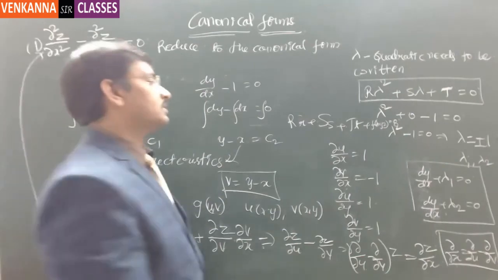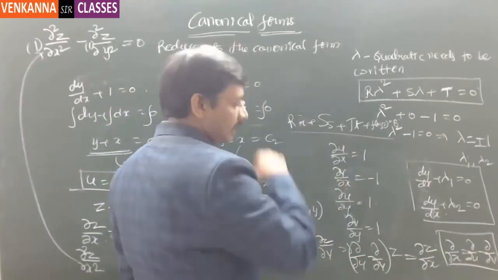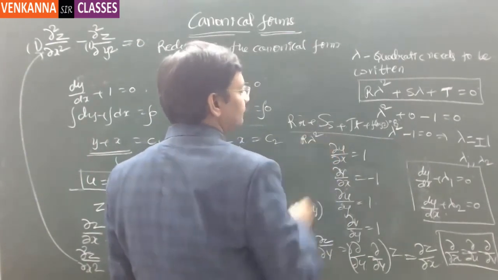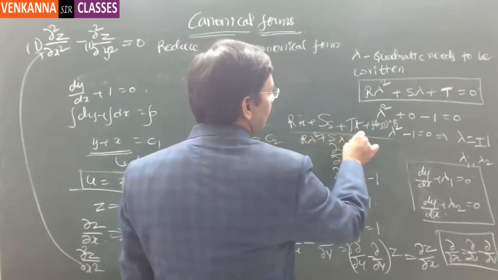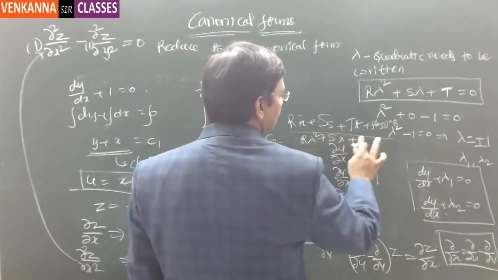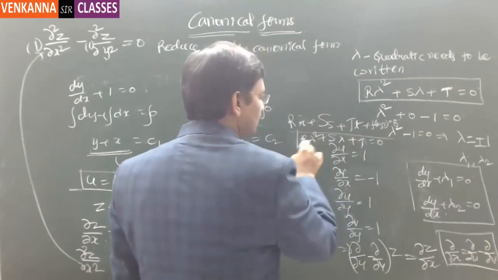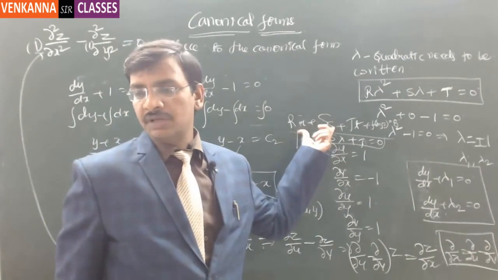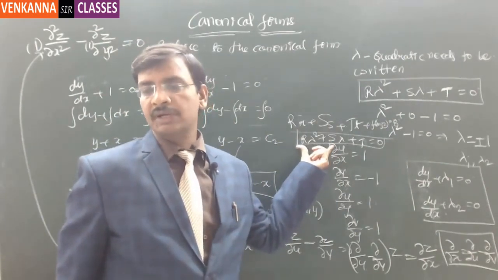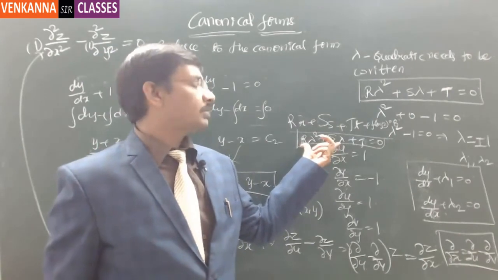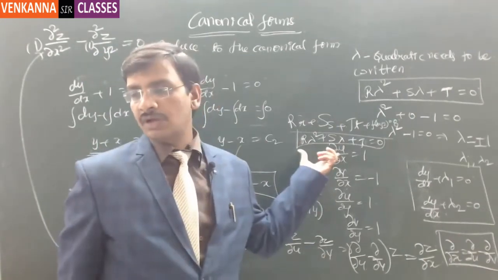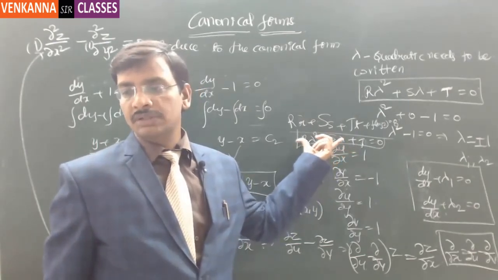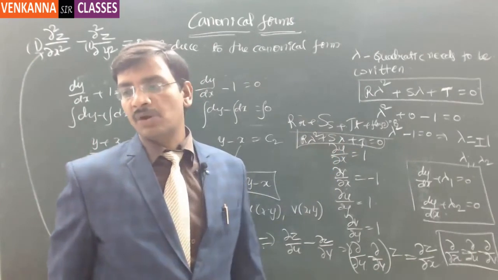For that, first you write it in the lambda quadratic format as r lambda squared plus s lambda plus t equal to 0. So you have to write this lambda quadratic equation for this differential equation. It is like the auxiliary equation for solving a normal differential equation. So this equation we call in this case the lambda quadratic equation.